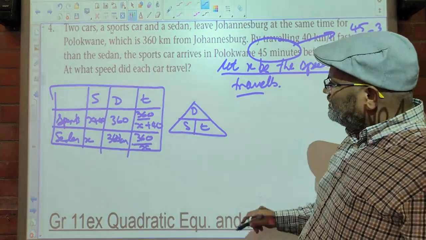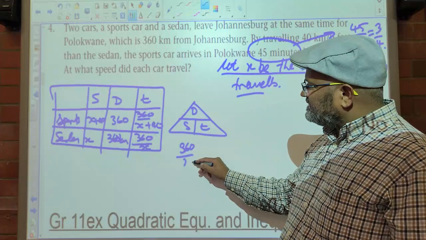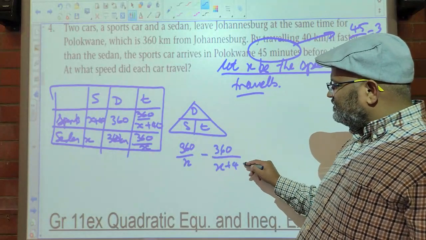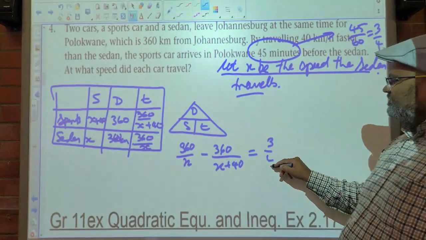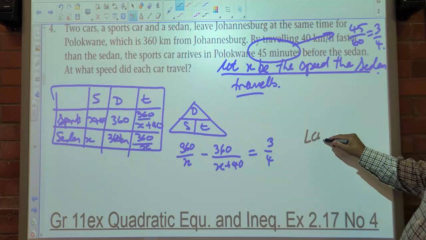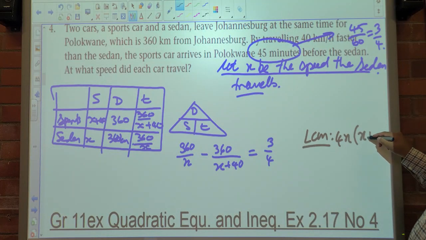So let's set up the equation. What would it be? 360 over x minus 360 over x plus 40 equals 3 over 4. People, what's my LCM here? What's the LCM? 4x into x plus 40.